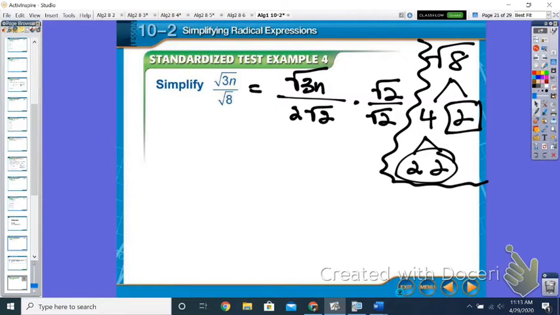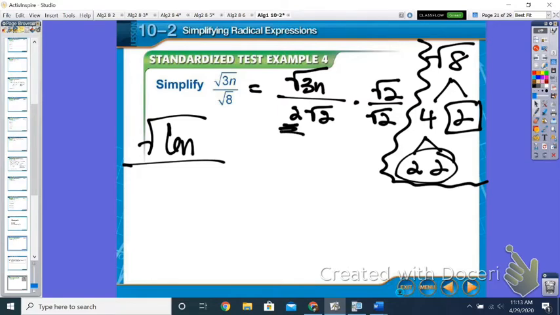So in the numerator, we're looking at square root of 3n times the square root of 2. All we have to do there is multiply the two things we have under radicals. In other words, we're going to multiply 3n times 2. So what's 3n times 2? Should be thinking that that's 6n. And since both of them were under a radical to begin with, we're going to keep it under a radical. So that's the square root of 6n. That's what we now have in our numerator. How about the denominator? 2 square root 2 times square root 2.